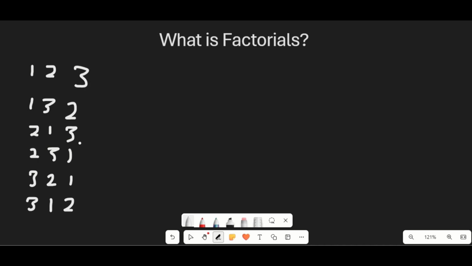Then 2, 3, 1, and then 3, 2, 1, and 3, 1, 2. This is 1, 2, 3, 4, 5, 6. Six times we can arrange it. So this is the factorial of 3. It's 3 factorial, and 3 factorial is equal to 6. So now we know what factorials are.